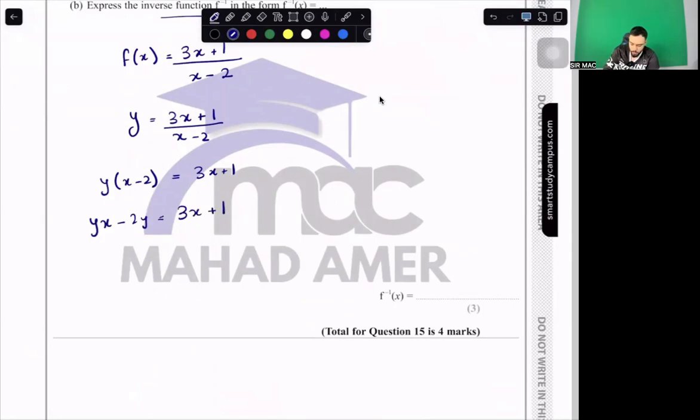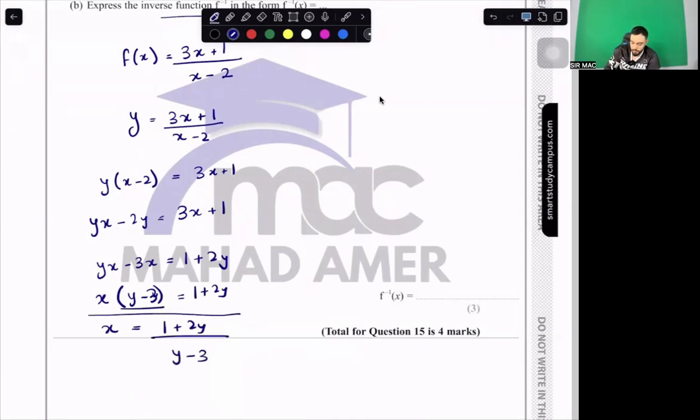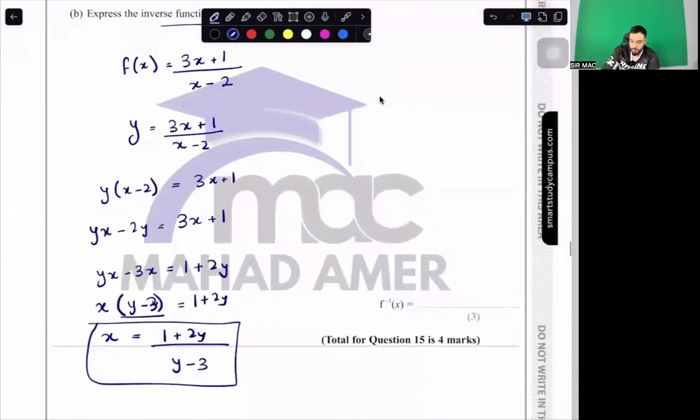All the x terms on this side, yx minus 3x is going to be equal to 1 plus 2y. Since I need to make x the subject, I would take x common. It would be x times y minus 3 equal to 1 plus 2y. So x will be equal to 1 plus 2y, and this whole thing would be divided by y minus 3. Last but not the least, I always replace x with f inverse of x and y with x.